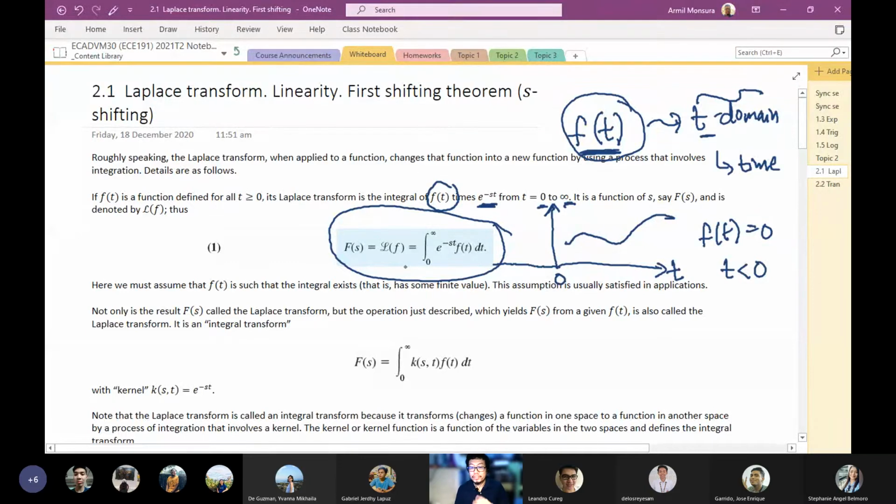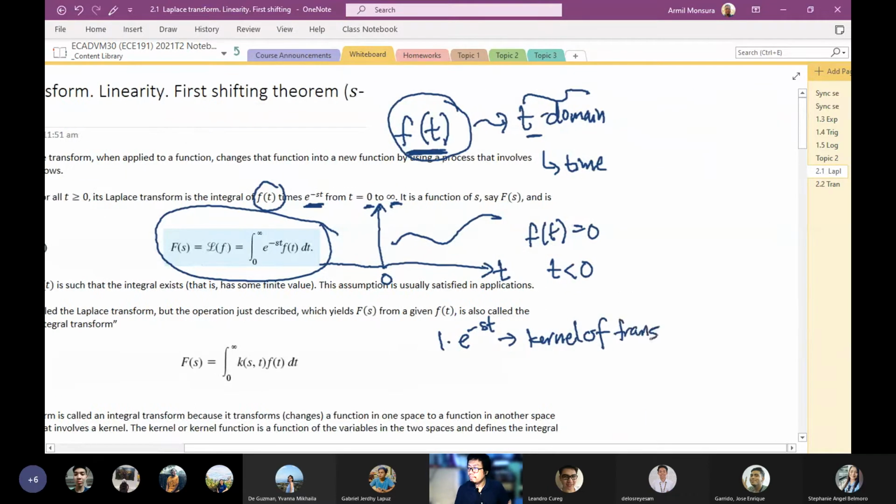These are the things that you have to remember with this integral. Number one, this e raised to negative st is what we call the kernel of transformation. That's the term we use for this factor. And e raised to negative st is not alone. In fact, there are many transformation tools that are used in mathematics. I can name a few. Laplace, Fourier transform, okay? And we also have Z transform.